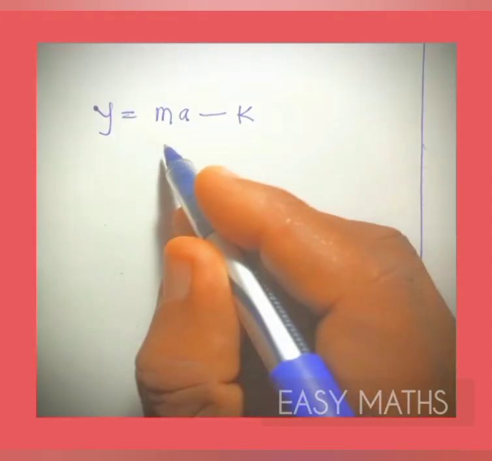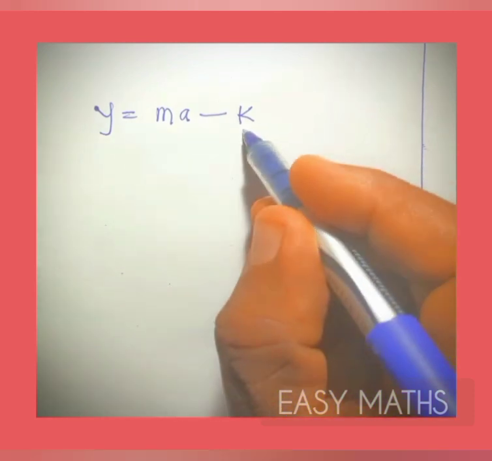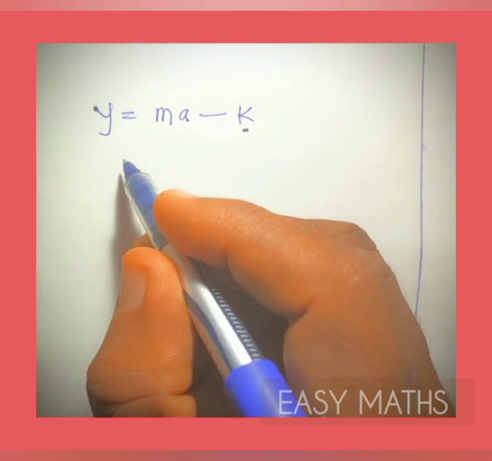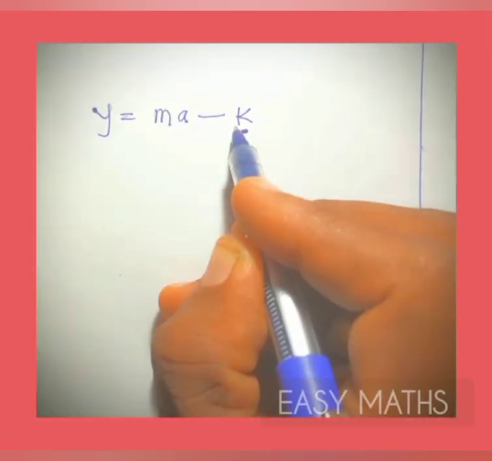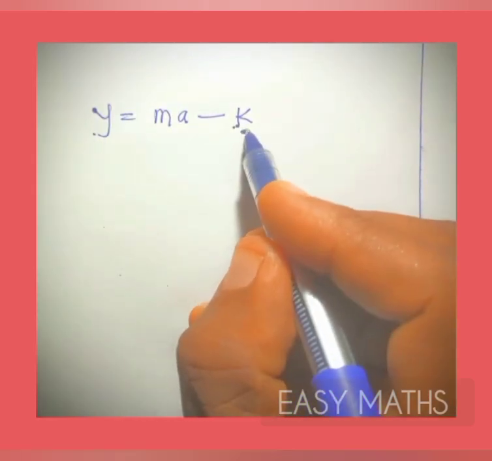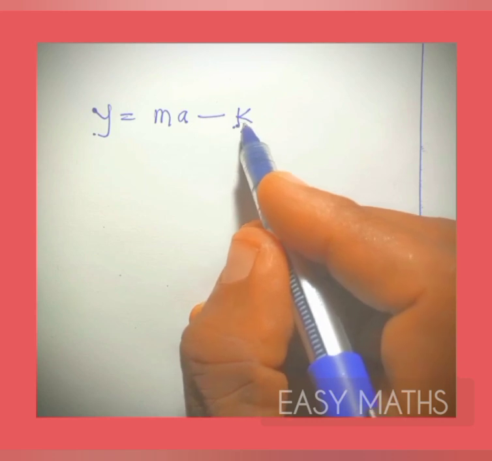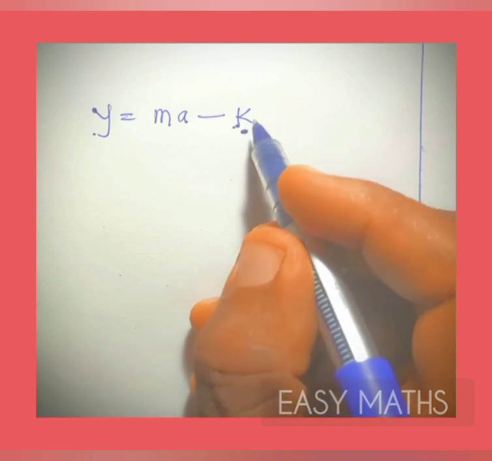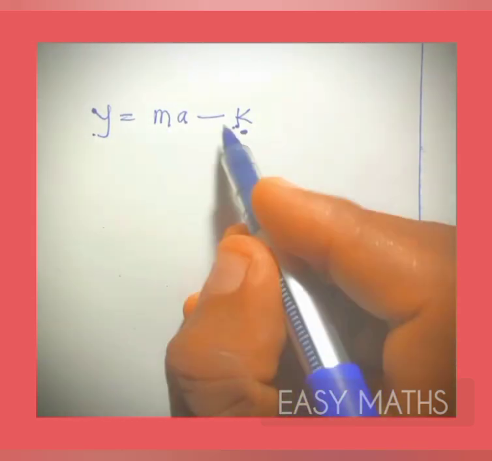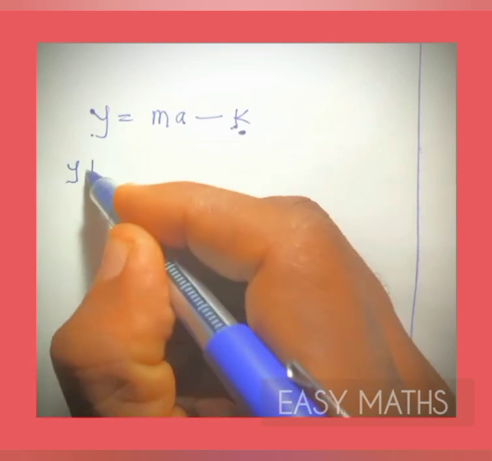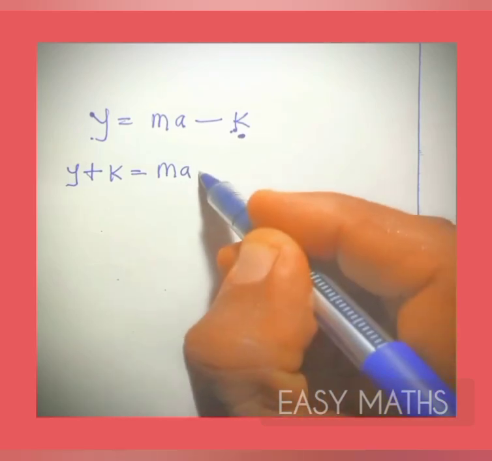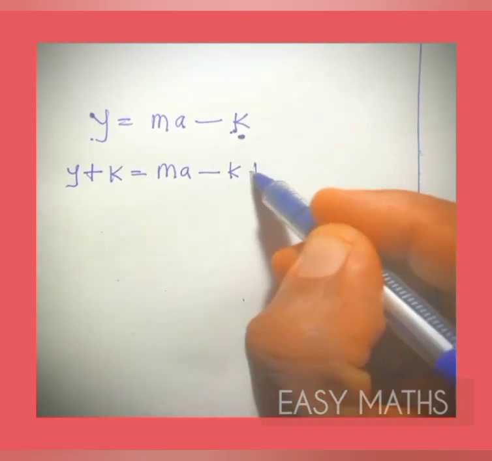Okay, let's look at this formula. We want to make K the subject of formula. So we begin by taking K from here to here, and to do that we have to apply the inverse operation of minus K, which is plus K, and whatever we do to this side we are going to do to this side. So we're going to add K to both sides. So this will be Y plus K equals to MA minus K plus K.